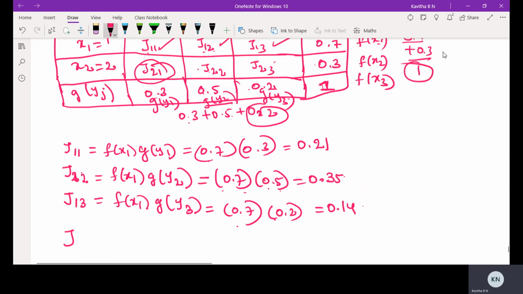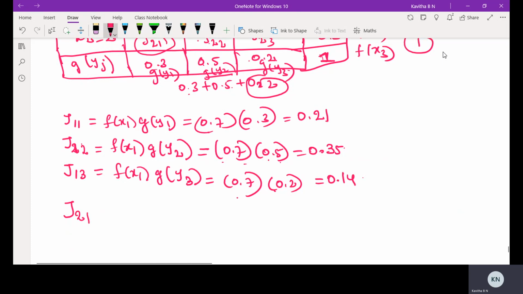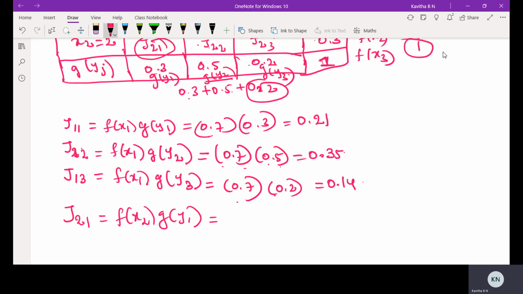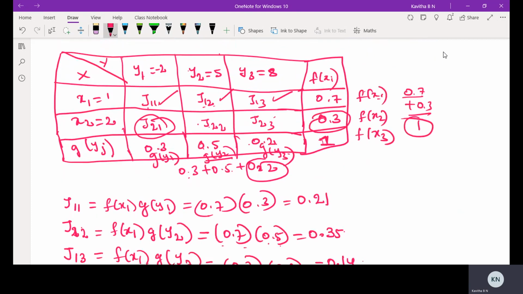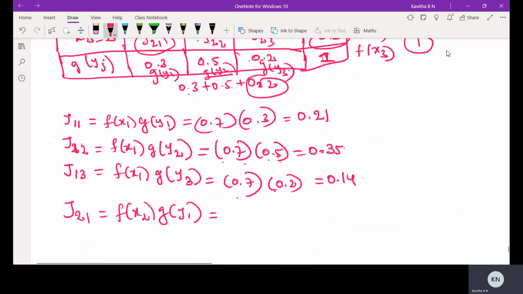Then how to find J21? Very simple. J21 is f of x2 into g of y1. According to this problem, f of x2 is 0.3 and g of y1 is 0.3. 0.3 into 0.3 is 0.09.